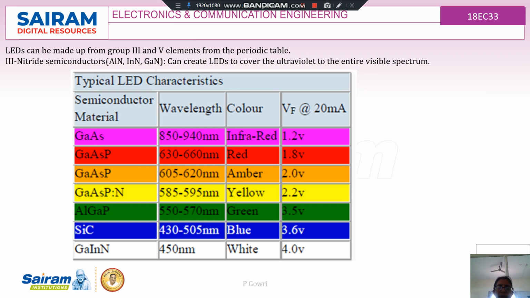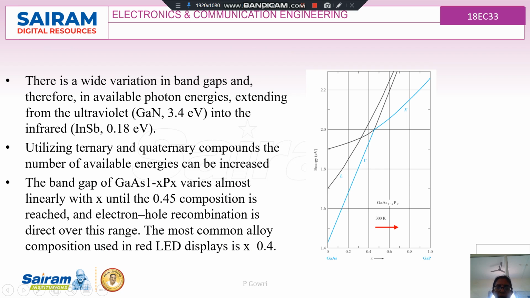So this column gives us the different semiconductor materials and what are the different materials used for LED fabrication, along with the wavelength and the color which will be emitted by the material. So here, for example, if you take gallium arsenide phosphide, it will be giving an amber color, and if you take aluminum gallium phosphide, it will give us a green color. And so here we can see that by varying the proportion of arsenic and phosphorus, we can go for various combinations of LEDs of different wavelengths.